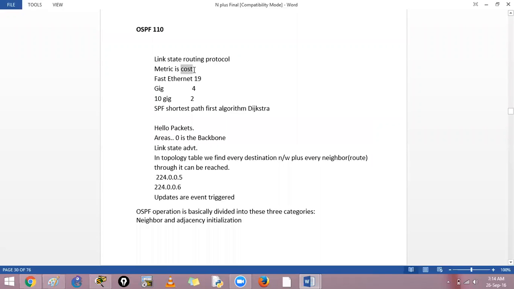The metric is called cost. The metric in RIP is called hop count, right? In here it is called cost, and the cost of your links is described like this. So if you are using a gigabit link, the cost will be this. If you are using a 10 gigabit link, the cost will be this.